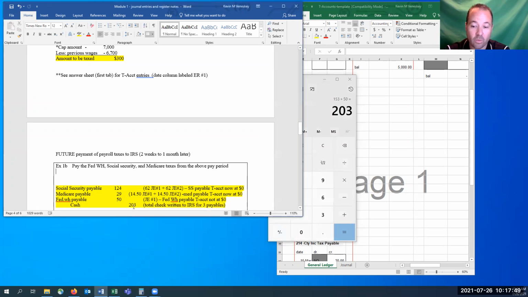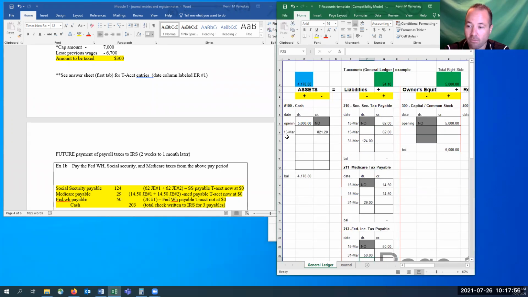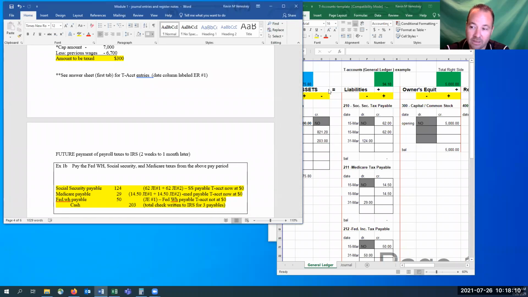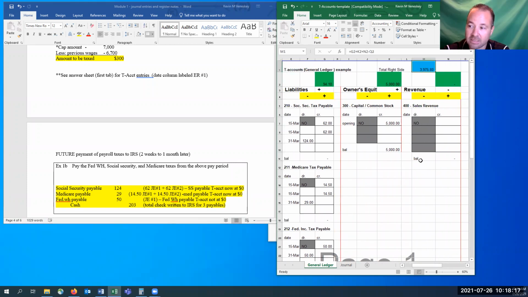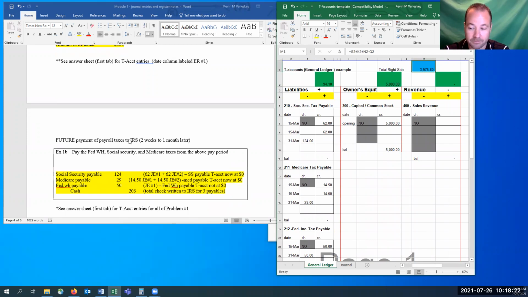So we're going to show that we had to pay $203. We come over here to our cash on 3/31 and put in $203 of cash. Our cash is going down. We don't have that cash anymore. Now, if we're all done and we've done it correctly, this should also equal the right side. So 39.75 does match 39.75. I've put them in correctly.